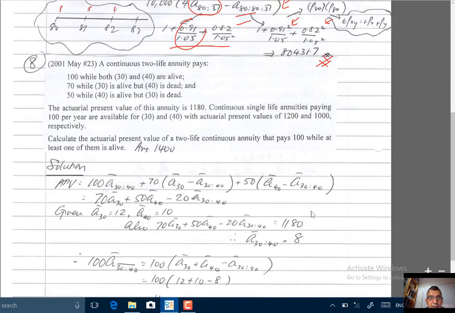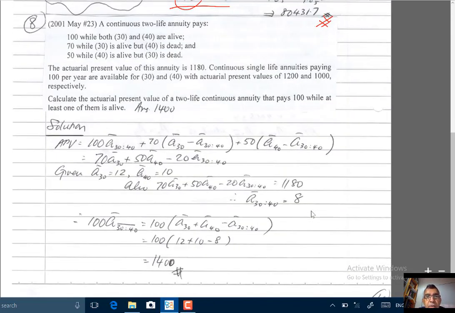Okay, let's move to the next one, number 8. We have got a continuous 2 life annuity, 100 while both 30 and 40 are alive, 70 while 30 is alive, 40 is dead, and 50 while 40 is alive but 30 is dead. The APV of this annuity is 1180. Continuous single life annuities paying 100 per year are available for 30 and 40 with APVs of 1200 and 1000 respectively. Be careful.